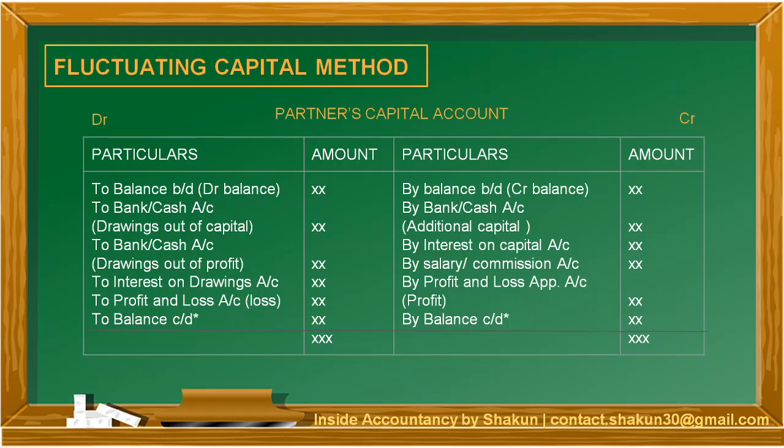The partners' capital account can either have a debit or a credit balance. All the additional capital or the drawings out of capital or the drawings out of profit are shown here. In addition, all other appropriations such as interest on capital, salary, commission, any profit, any loss are all shown in one capital account under fluctuating capital method. Either debit or credit balance would appear when you balance the partner's capital account.